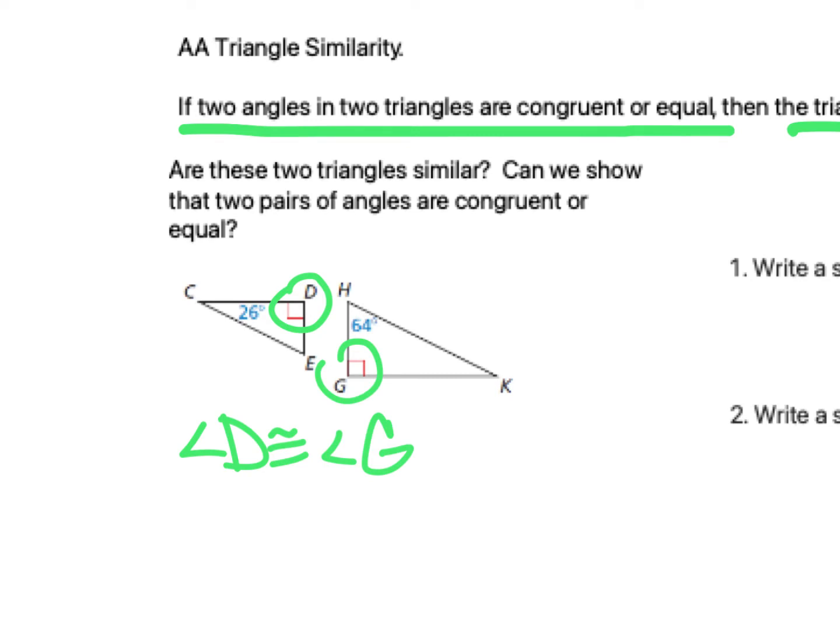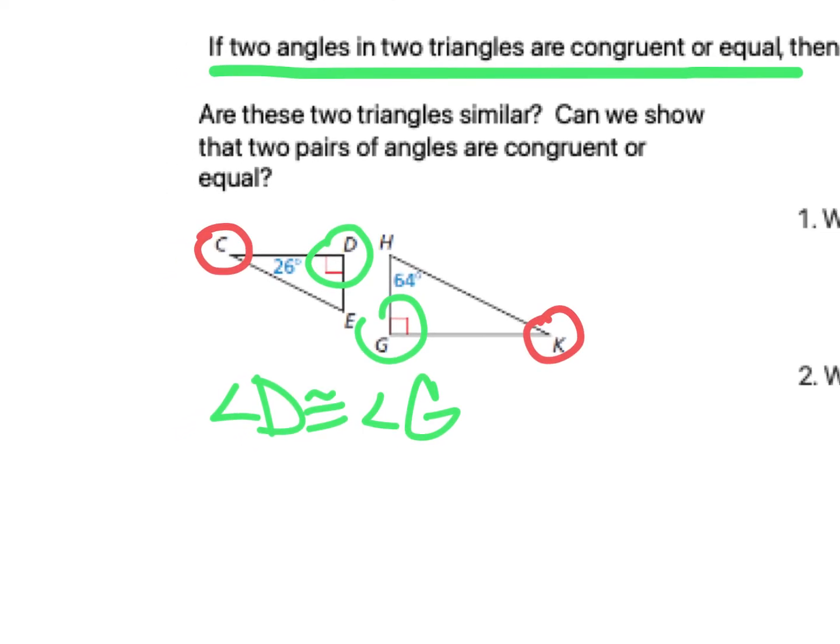However, angle C is 26 degrees and angle H is 64. We do know that those two are not congruent, but they're also not corresponding. Angle C corresponds to angle K, which means we need to know, well gosh, does angle K equal 26 degrees? So we're asking ourselves, does it equal 26 degrees?